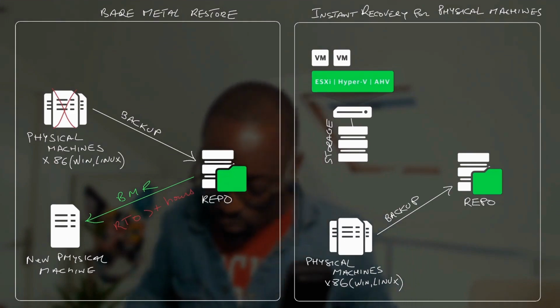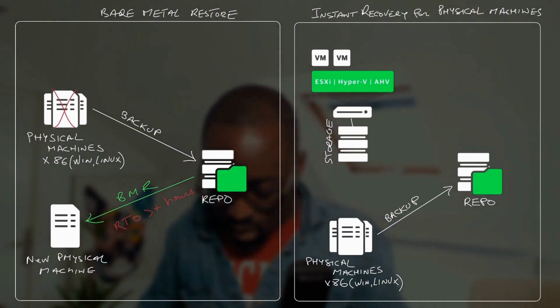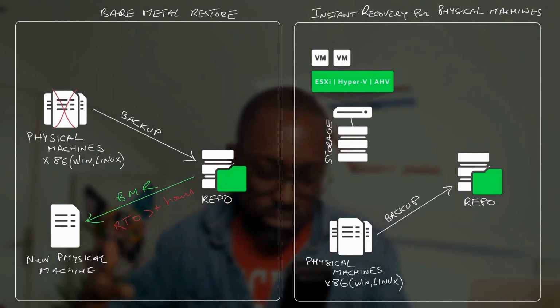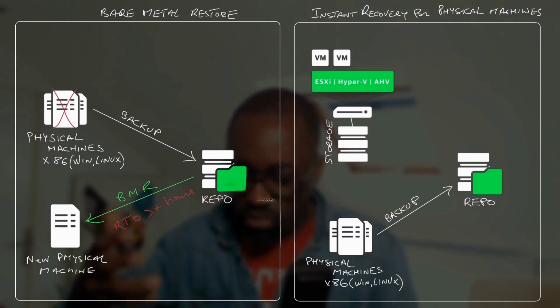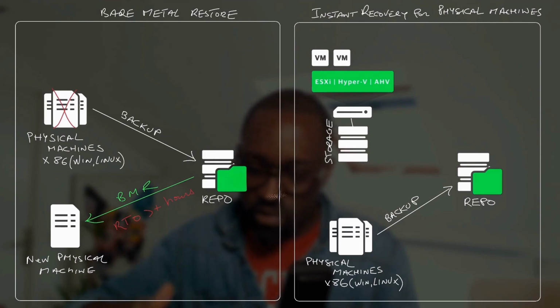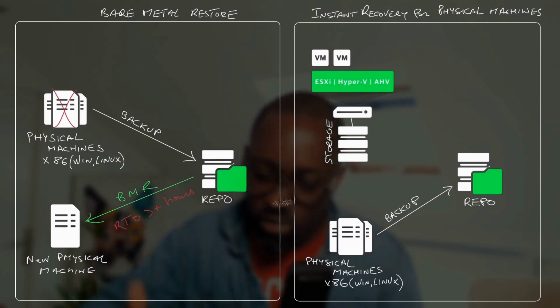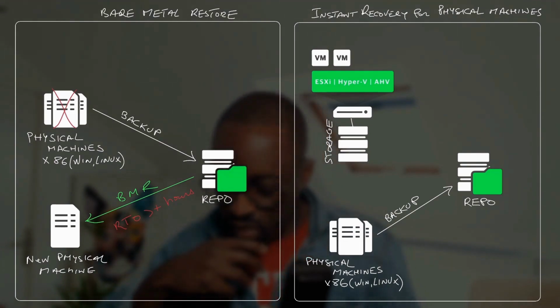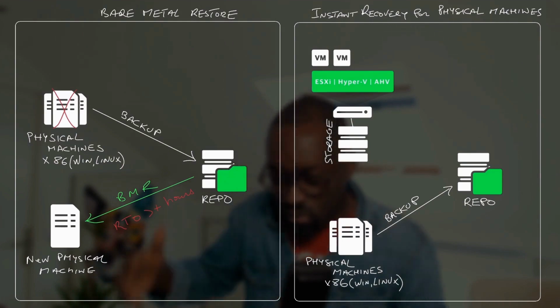This bare metal restore operation can take a lot of time, and we can even add to that time the delays in provisioning a new server. For example, maintenance configuration. The new server needs to be racked. It may need to be cabled. A number of things need to be configured before it can be used.